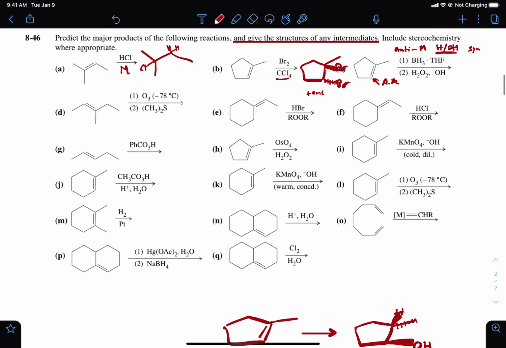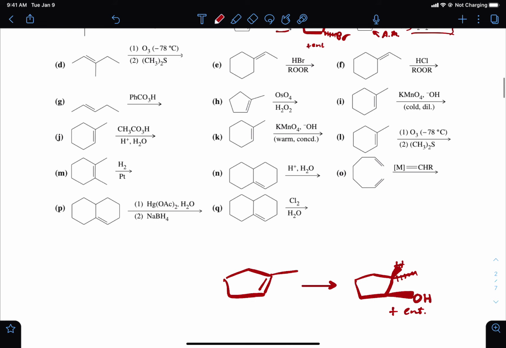That's called hydroboration oxidation. So the first step is hydroboration. The second step is oxidation. If you look in the book for the mechanism, the BH3 adds the boron and the H simultaneously. So they add to the same face of the alkene. And then the second step, the oxidation, converts the boron into an O. So the OH ends up on the same face as the H.